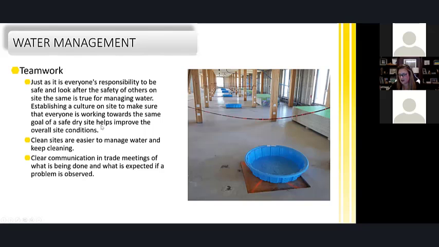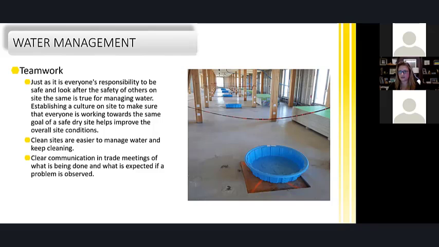Teamwork. It's not just about the GC managing the water on the site. He's not going to see everything. He's one guy running around a job site. It's just crazy to think that one person is going to know everything. I'd like to be that person, but it's just not possible. So just as it's everyone's responsibility to be safe, it's everybody's responsibility to manage the water. So early on, like day one, we establish a culture on the site to make sure that everybody is working towards the same goal.